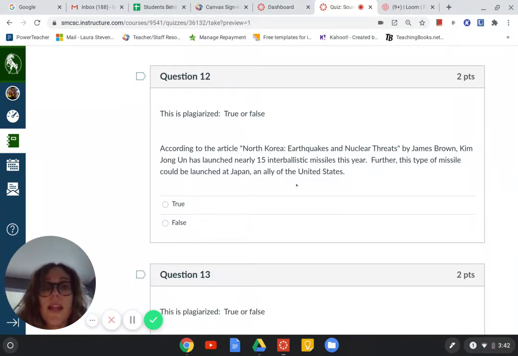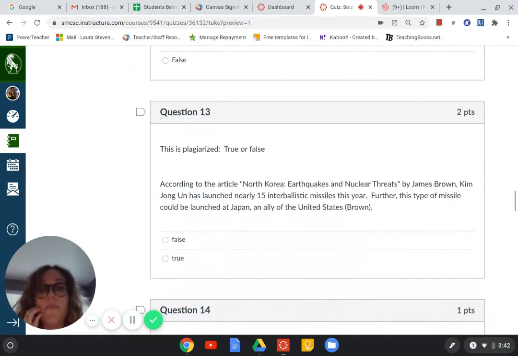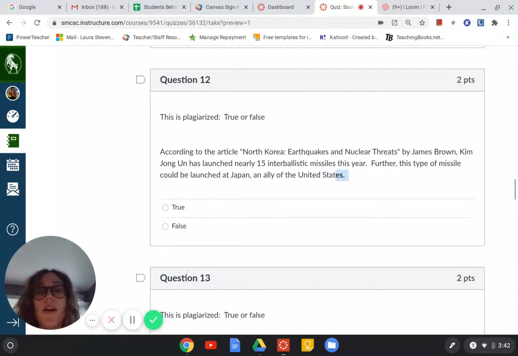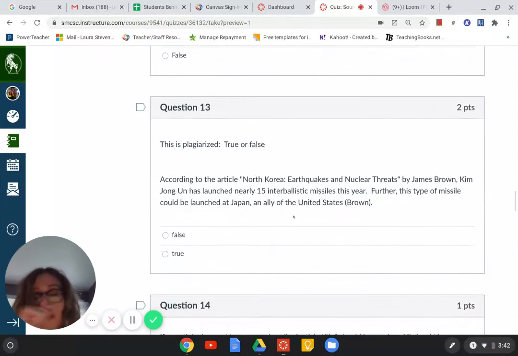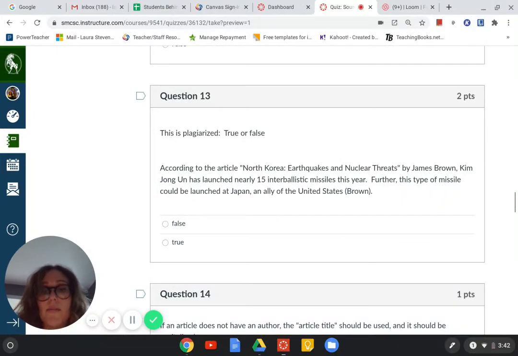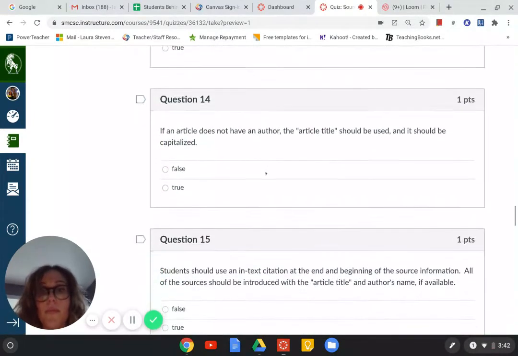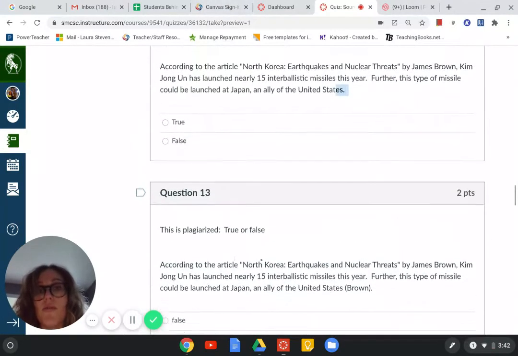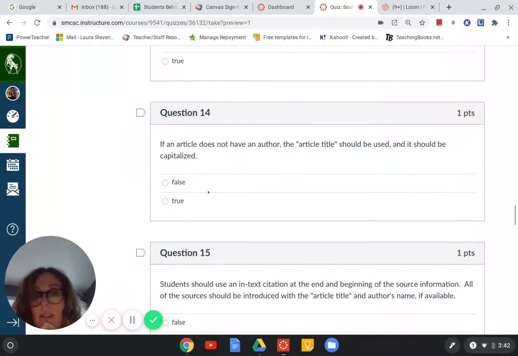Looks like they cited, but I would say they probably need to have a Brown, like a Brown in parentheses, like this one. Do you see how these two are different? So this top one is not plagiarized, while this one is plagiarized. Oh, sorry. This top one is plagiarized, while the second one is not plagiarized. So this one is false, and that one is true. Yeah. 14. If an article doesn't have an author, the article title should be used, and it should be capitalized.